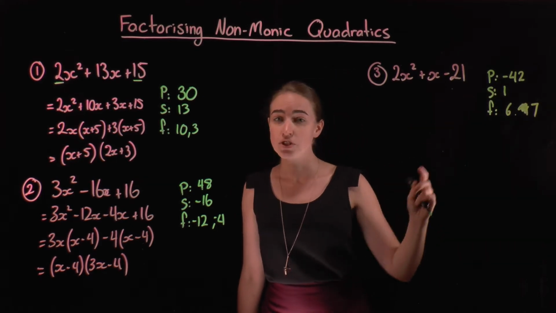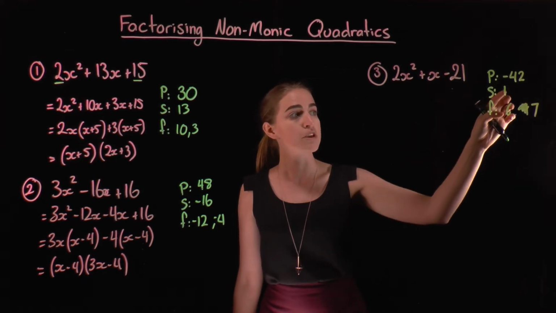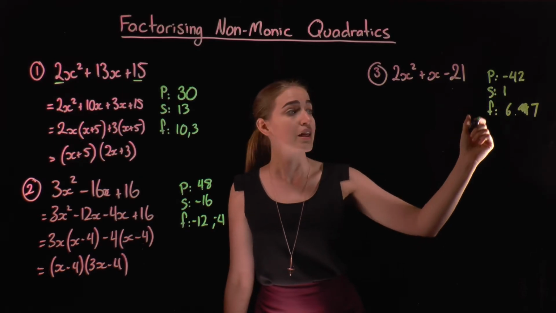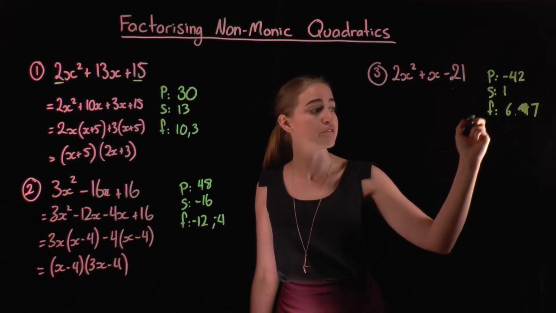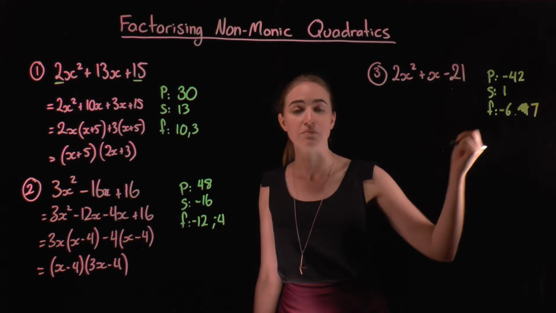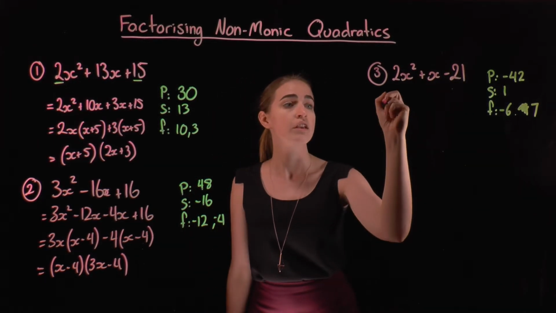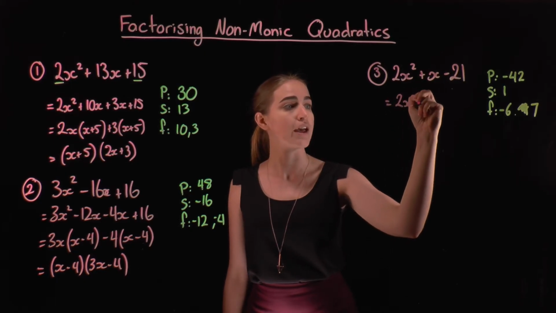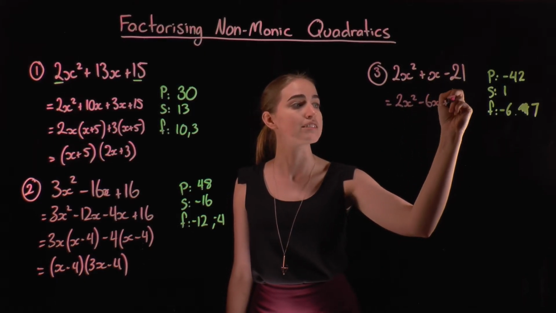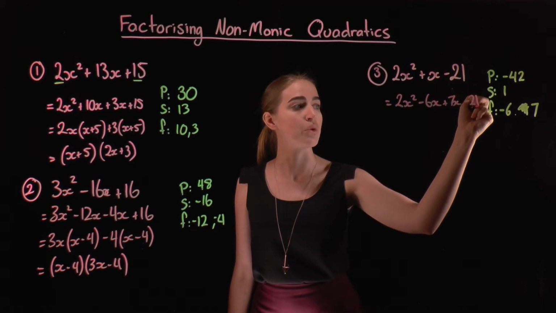But to get a minus 42, we're going to need one of them to be negative. And because we're looking for a sum of 1, that means we want our larger number to be positive. So we're going to have a minus 6 and a plus 7. So that's going to tell us again how to split that middle term. So here we're going to have 2x squared minus 6x plus 7x minus 21.